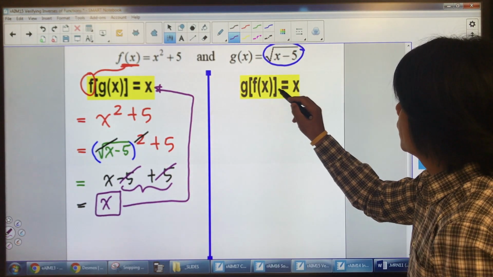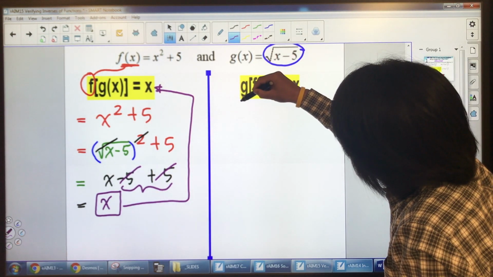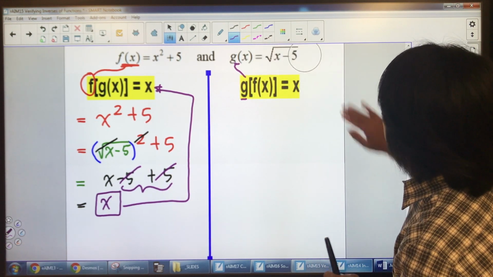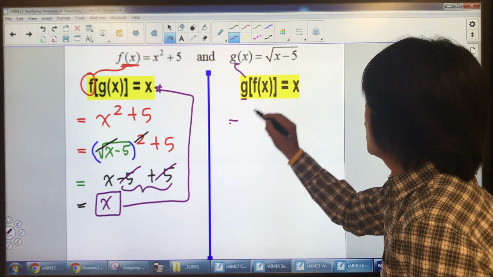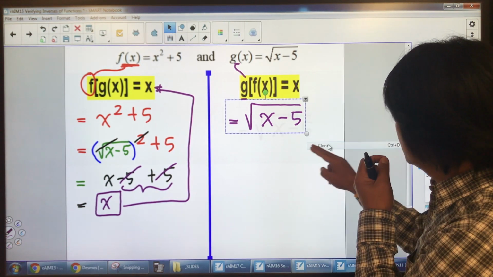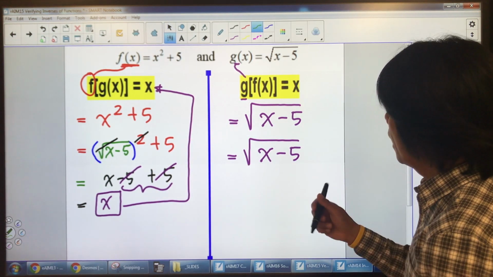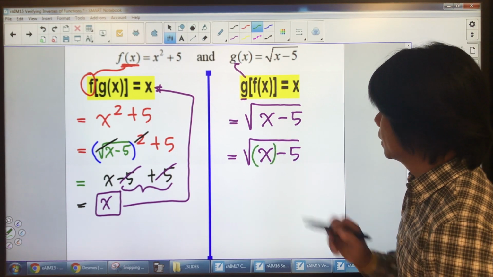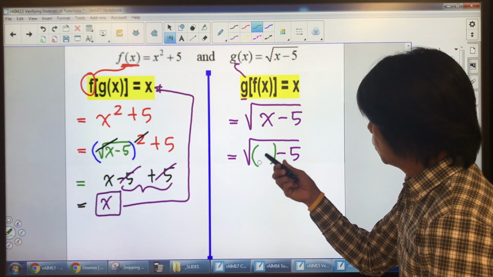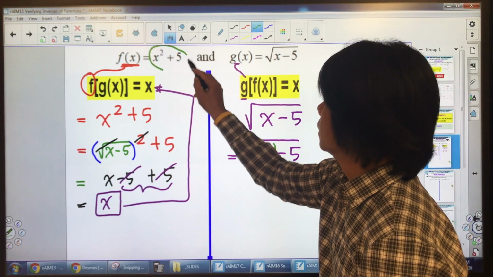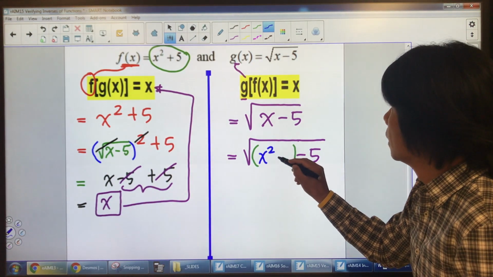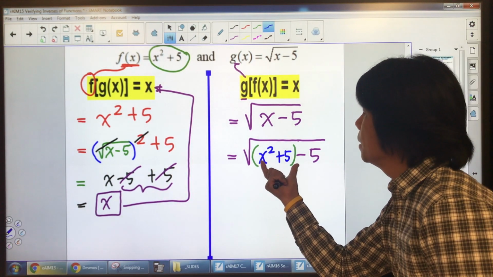So g of f of x is equal to x. Now, g is outside, it's the outside function. Let me clear this up. So what does it mean? I'm going to copy that, the square root of x minus 5. And then I'm going to clone that here. Then I'm going to put a parenthesis around x. Yeah? And erase the x. What do I put inside? This one. It goes there. So this will become x squared plus 5 inside the parentheses.